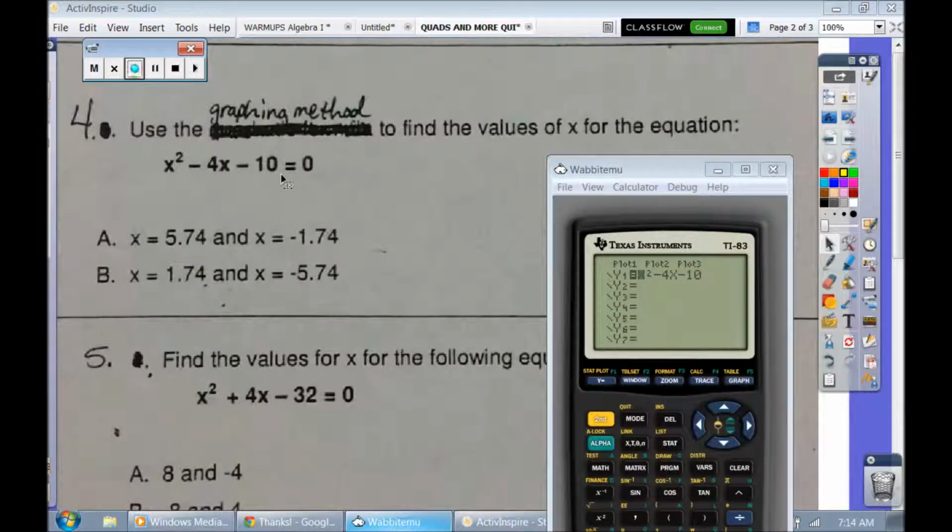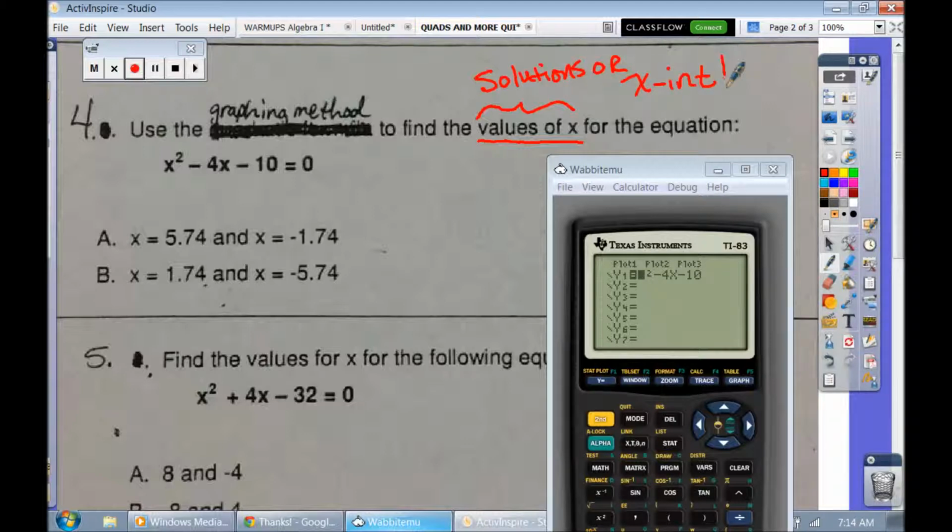Look at number 4. All you have to do is type it in your calculator. To find the values of x, we're looking for the x-intercepts. It's the same thing as the solutions, the roots, the zeros. You're just looking where the parabola crosses the x-axis.